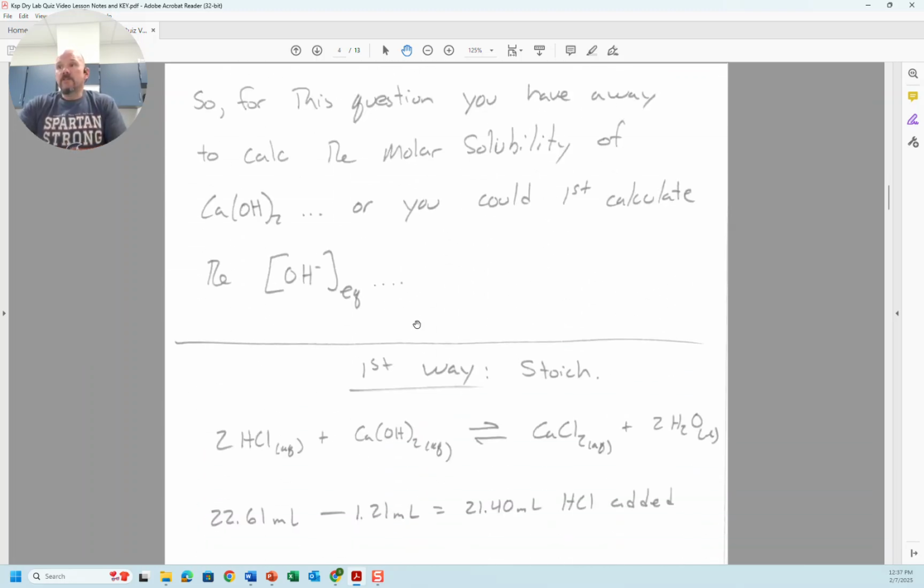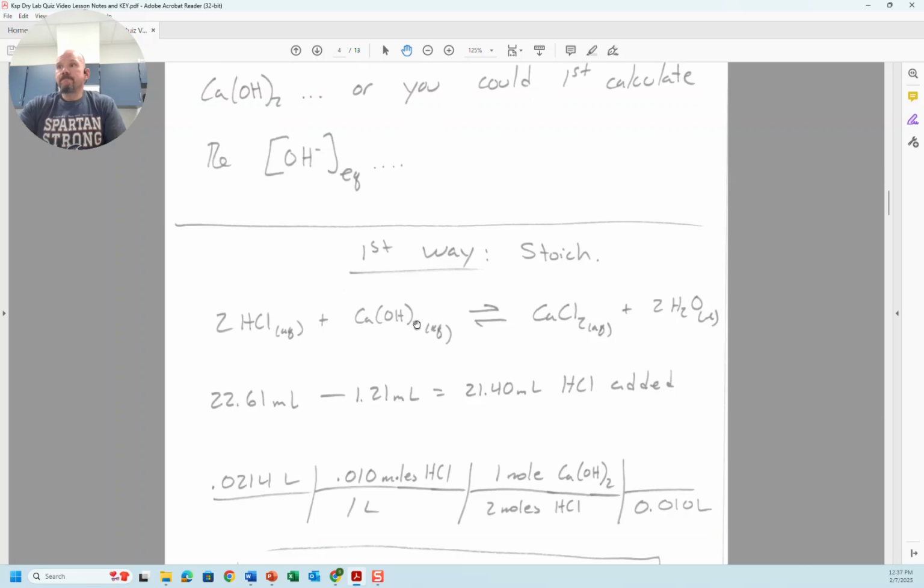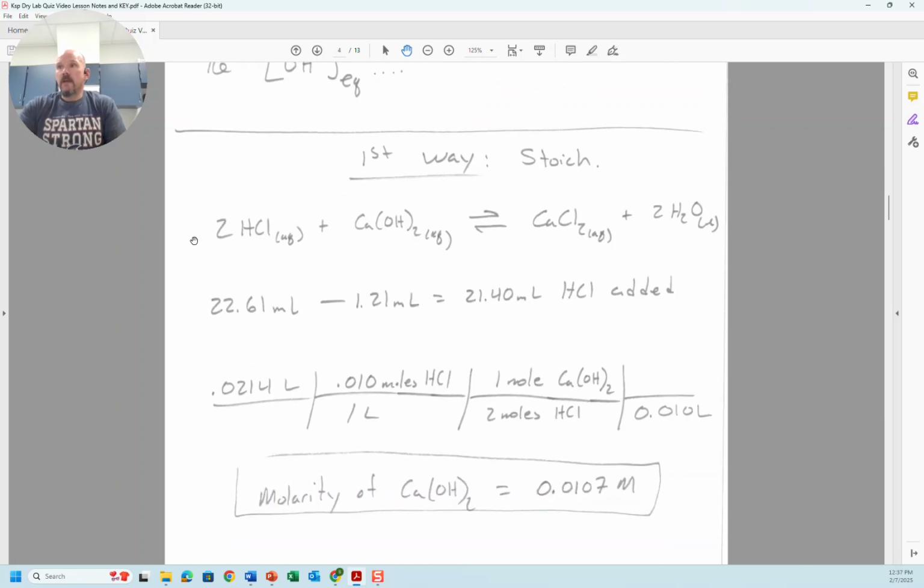So it's just stoichiometry, acid-base stoichiometry. Okay. So the first way would be, here's our balanced equation. We need two HCl's for one calcium hydroxide. Remember, the acid has one H plus, the base has two hydroxides, so it's going to be two acids for one of the calcium hydroxides.